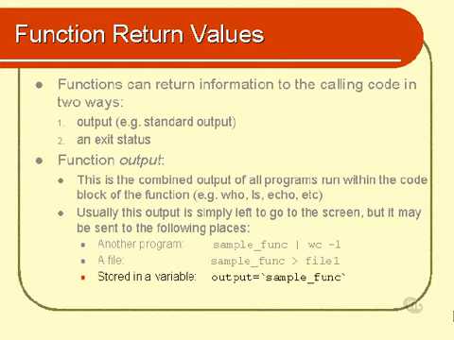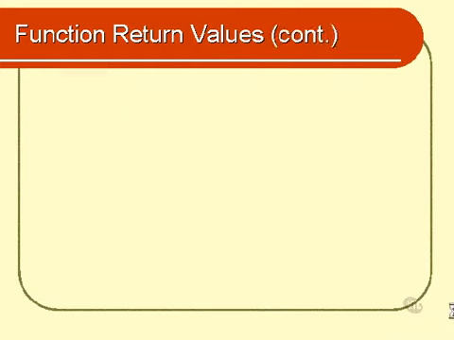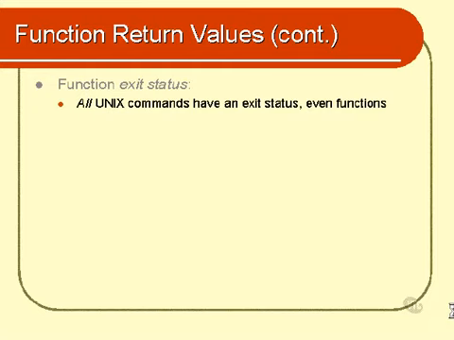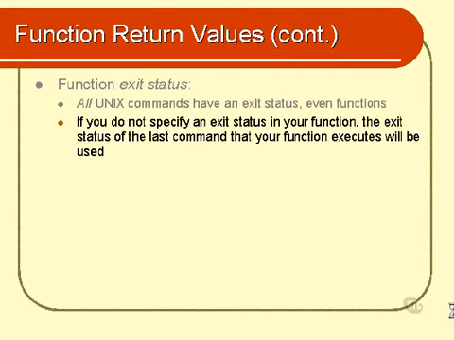So I guess you can summarize this page by saying that functions behave just like any other Unix command. Now, also, every other Unix command produces an exit status, and functions are actually no exception. They produce exit statuses as well, even if you don't explicitly program your function to set one yourself. It works like this. If you do not specify an exit status for your function, then the exit status of the last command that your function executes will be used.